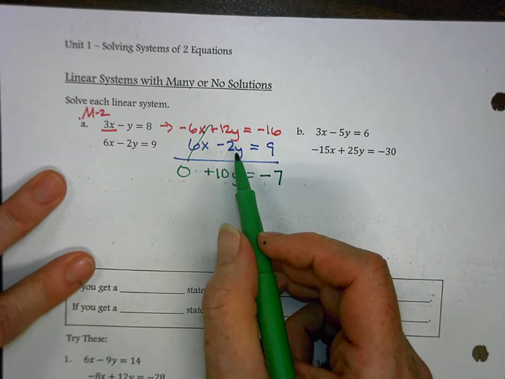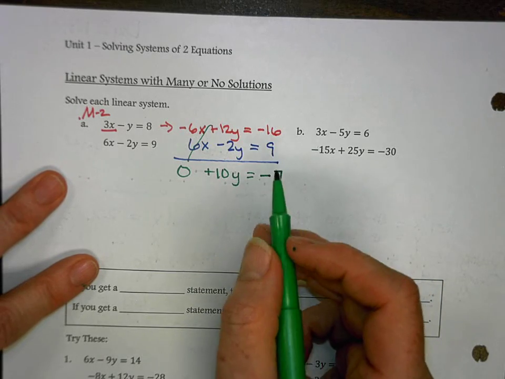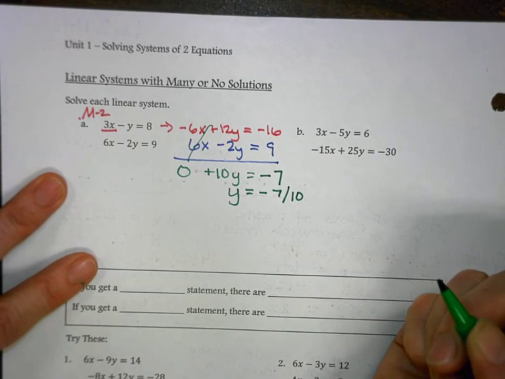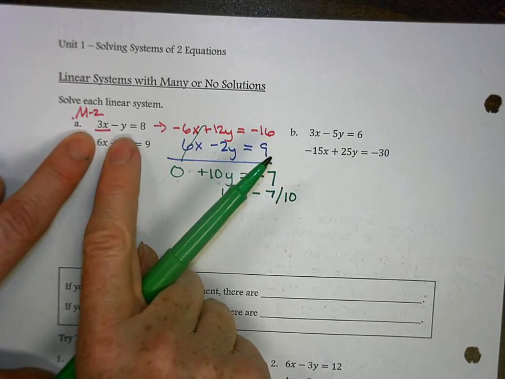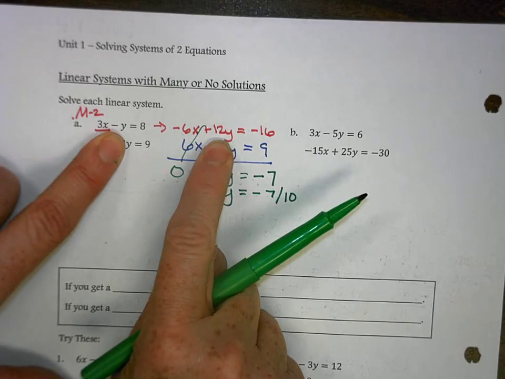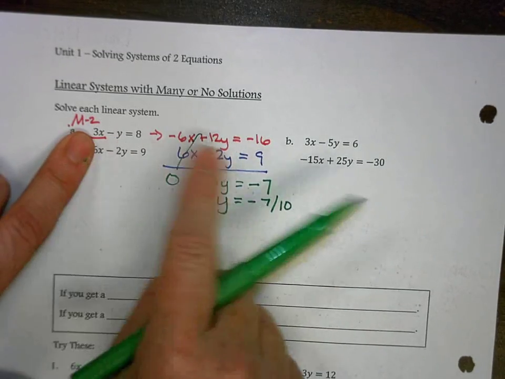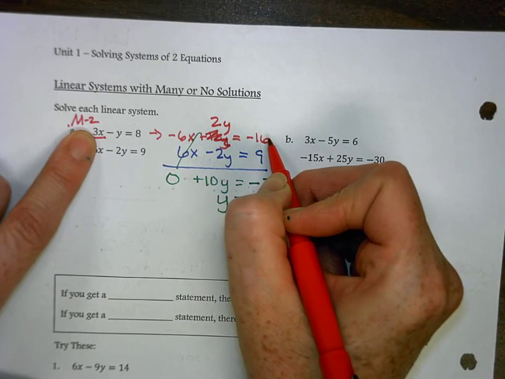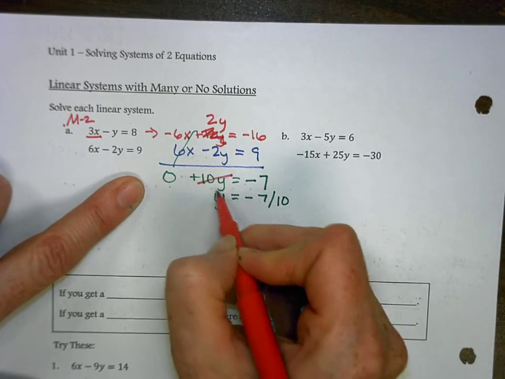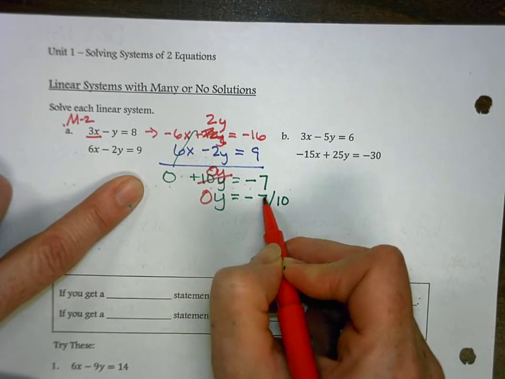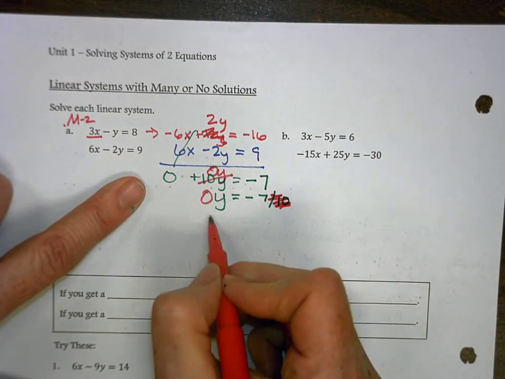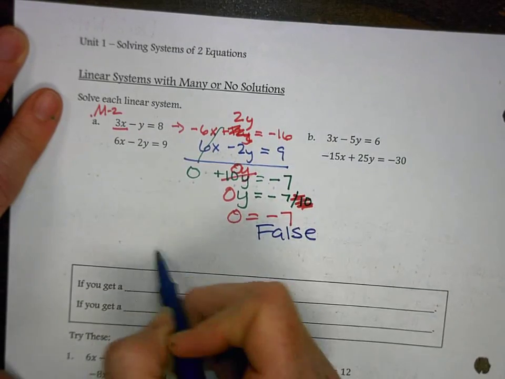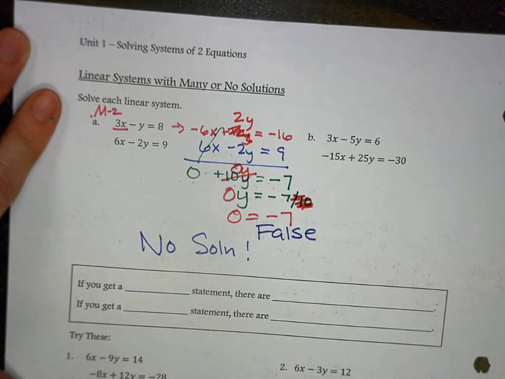Then I feel like I did something. Nope. 10y equals -7. y equals -7/10. But that is not what I expected to get. What did I do? Multiply this by -2, -6. Oh, that is my problem. When I multiplied -2 by -y, I should have gotten, hopefully you saw that, 2y equals -16. Then when I add, I get 0. There we go. 0y equals -7. 0y is -7. Okay, there's no 10. 0 equals -7. Is that true? No, that is false. So you don't have a solution. No solution. Okay? Sorry about that.